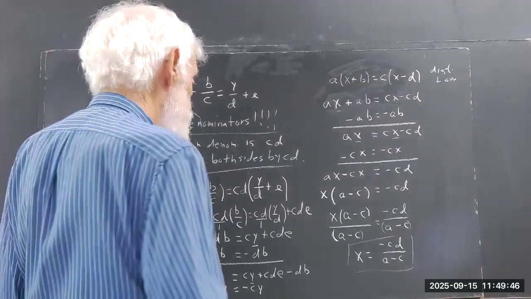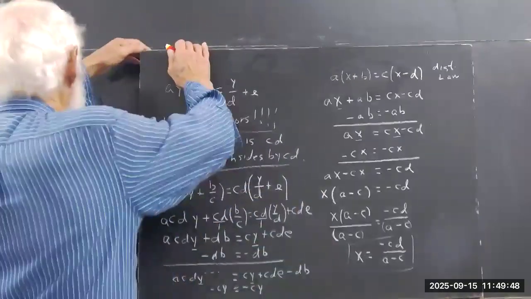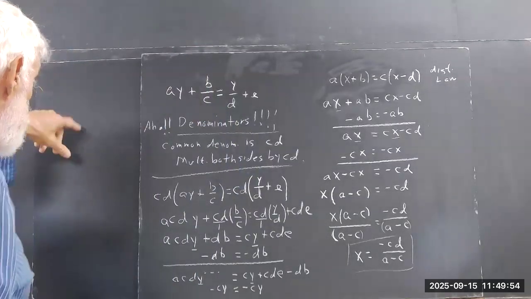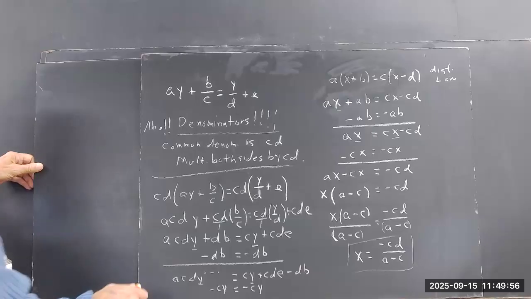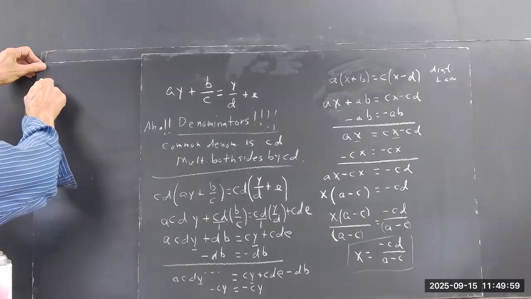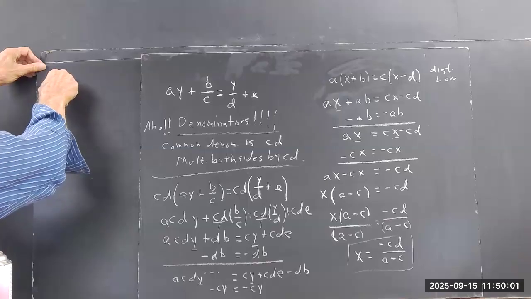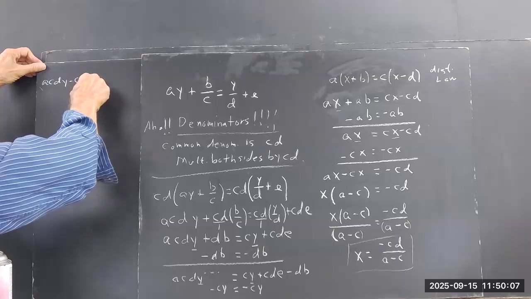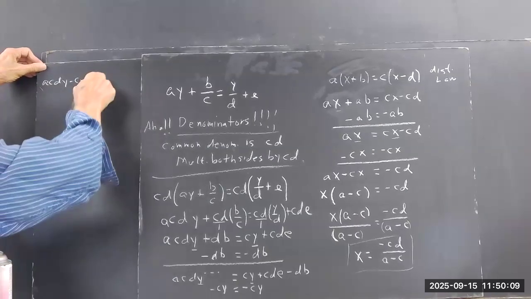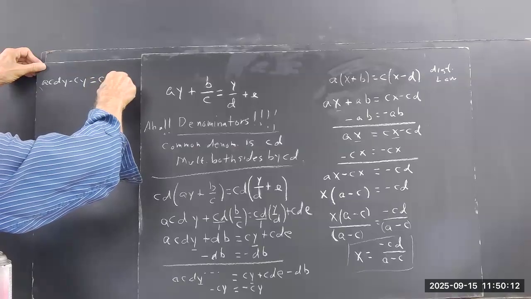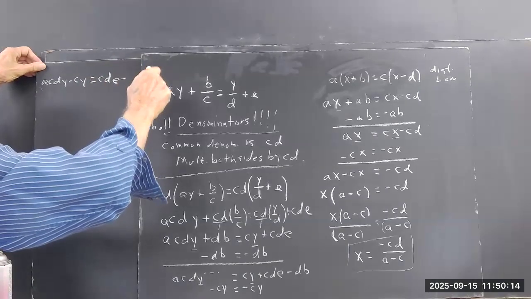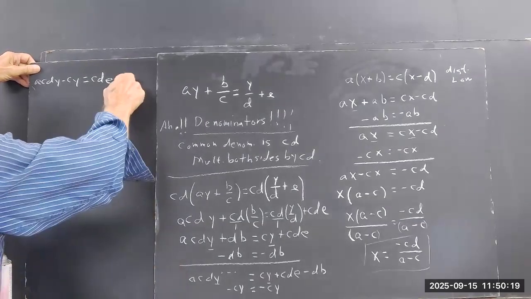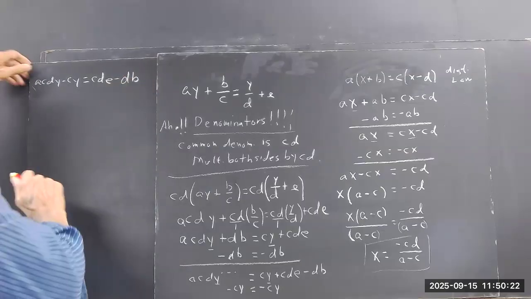Now I didn't leave myself enough board room. I'm going to have to infringe on this board just a little bit. But we get ACDY minus CY equals CDE minus, just a little more room, DB.